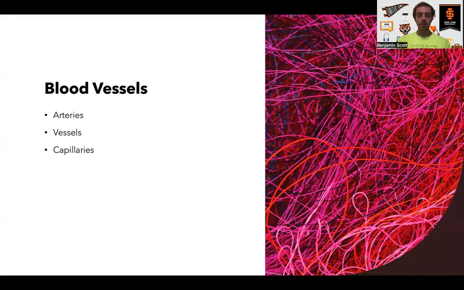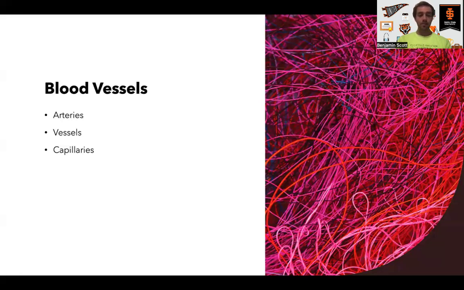So kind of how these are classified, our arteries are vessels that take blood away from the heart. A lot of people say, oh, it has to do with oxygenation. It does not. If you look at the respiratory system, there's actually an artery that takes blood from the heart to the lungs that is not oxygenated, and then there's a vessel that brings it back that is oxygenated.